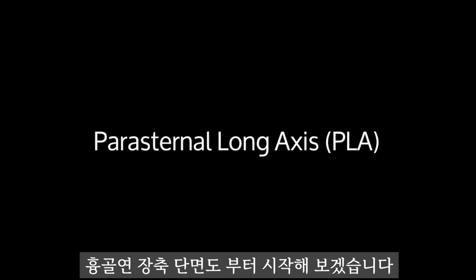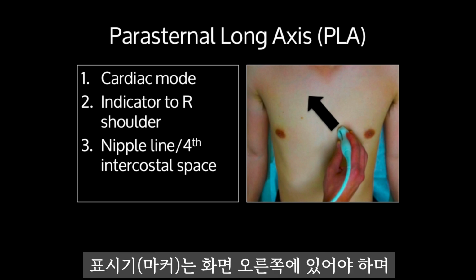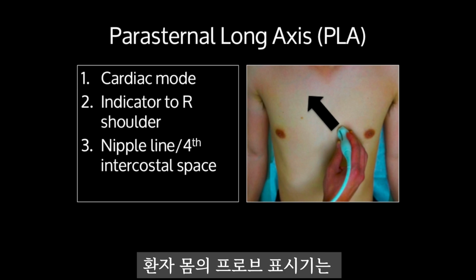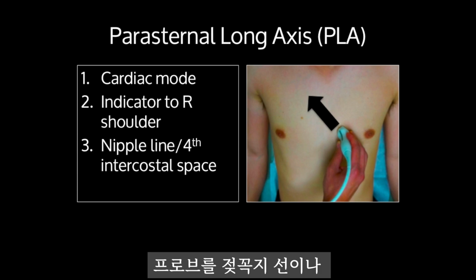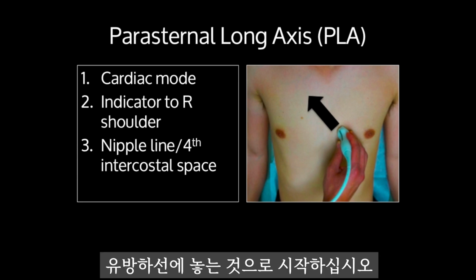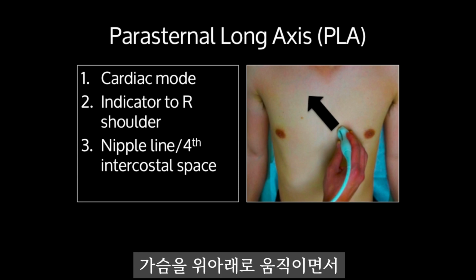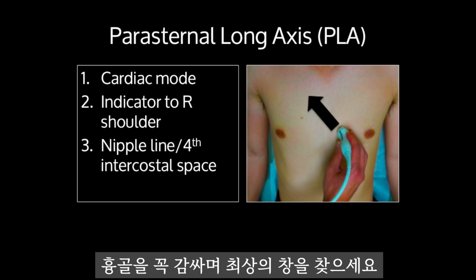Let's start with the parasternal long axis view. Start out in cardiac mode. The indicator should be on the right of the screen, and then the probe indicator on the patient's body should be facing the right shoulder. Start by placing the probe at the nipple line or fourth intercostal space, or in women, the inframammary line, right next to the sternum. Keep the probe perpendicular to the skin and hug the sternum as you go up and down the chest, searching for the best window.